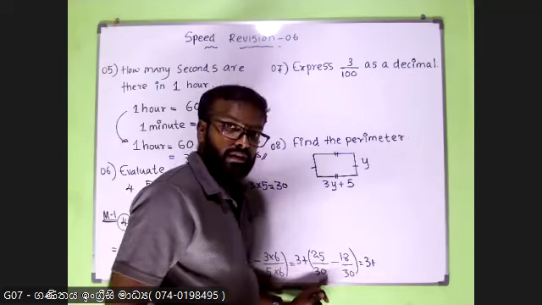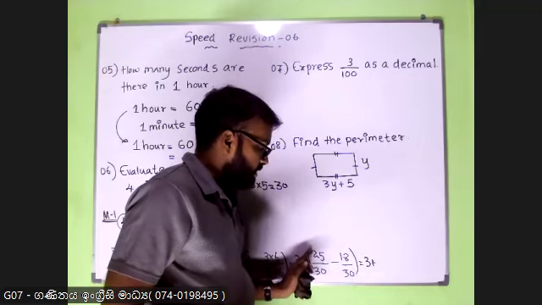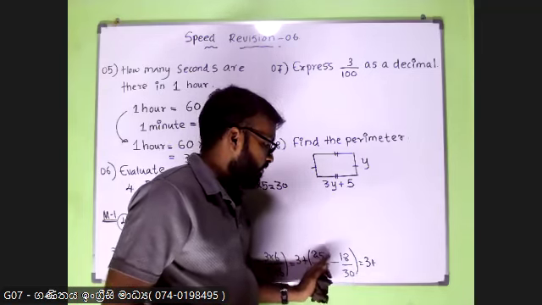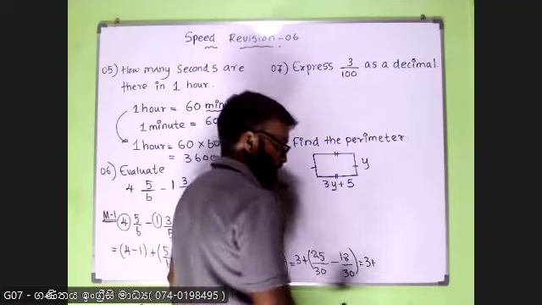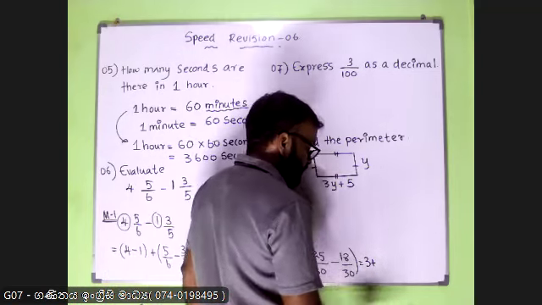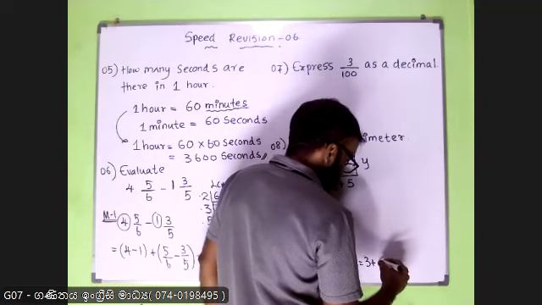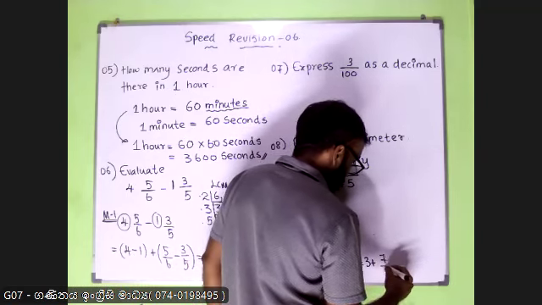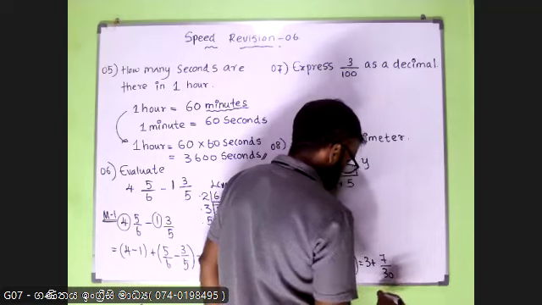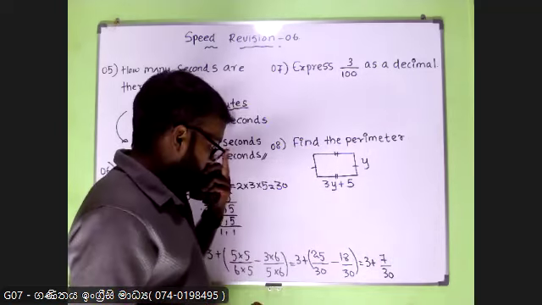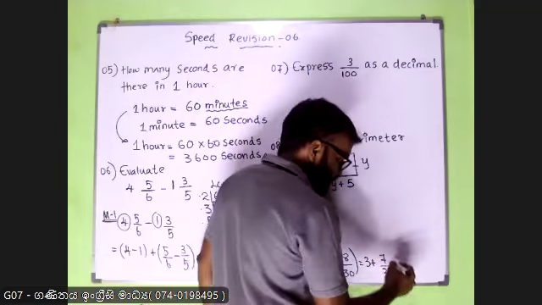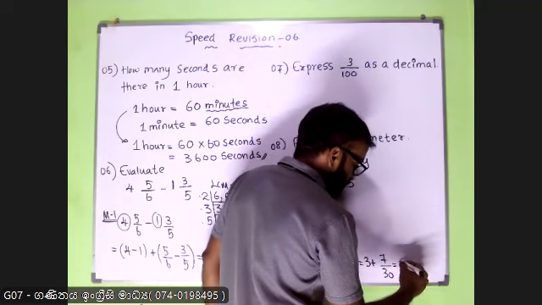Now equal denominator. You can just subtract the numerator. 25 minus 18. It will give you 7. 7 upon 30. So this can be written down as a mixed number.